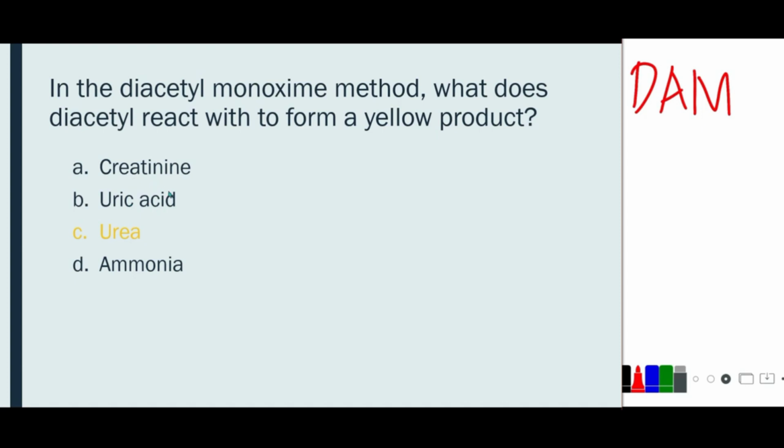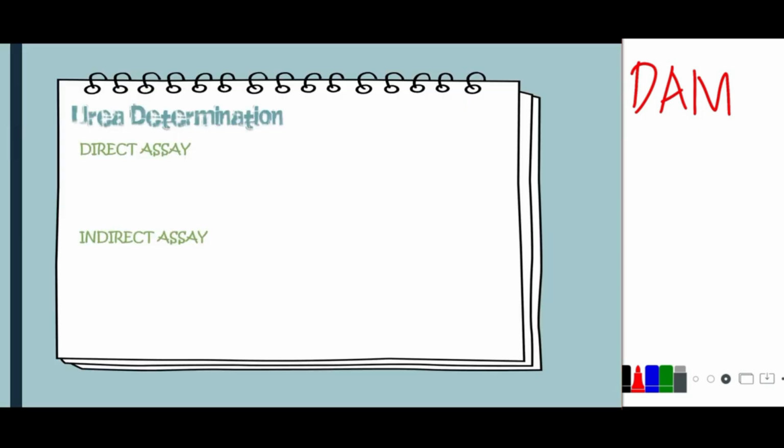As for uric acid, as we discuss later, this will include the addition of phosphotungstic acid. And for ammonia, there are two techniques associated with its direct assays. So again, we still have the direct and the indirect assay. For the direct assay, we make use of the diacetyl monoxide method, which is also known as the Rosenthal method.